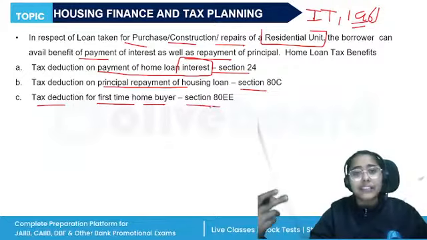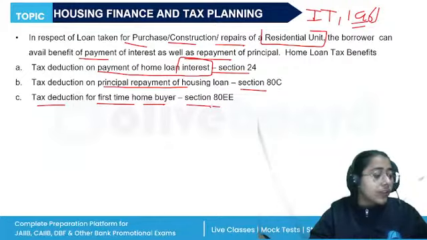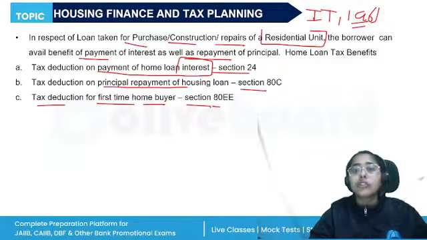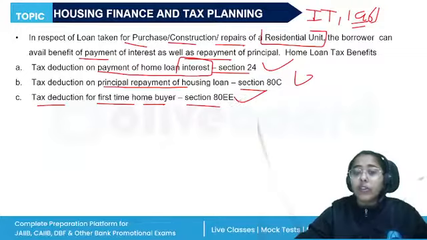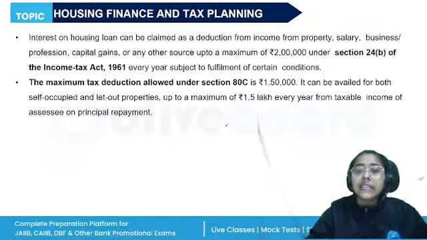RBI has also allowed housing loans for a second house. But for the first time buyer also, there are certain additional tax deductions. So it is very important that you remember these sections. Section 24 is for the deduction on loan interest, section 80C on the principal repayment, and section 80EE on the first time home buyer. Now let us discuss in detail these different sections.